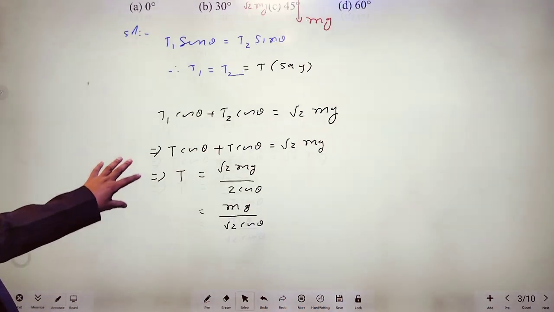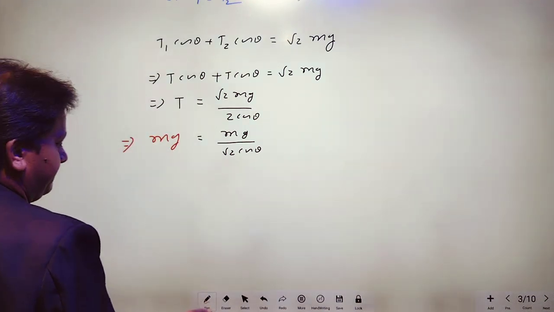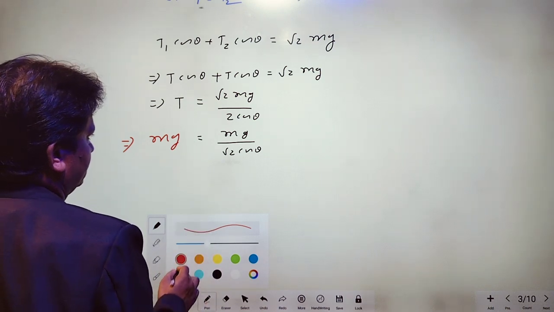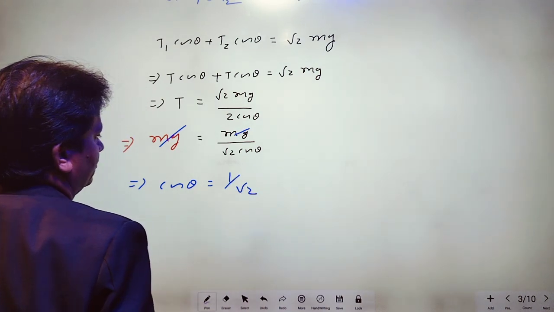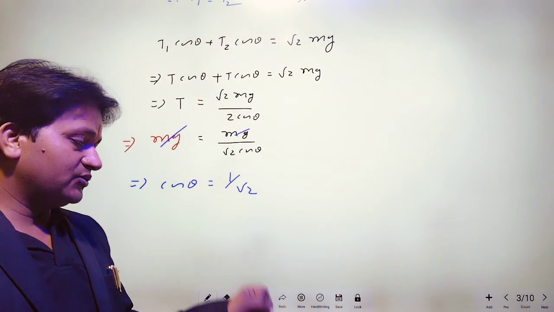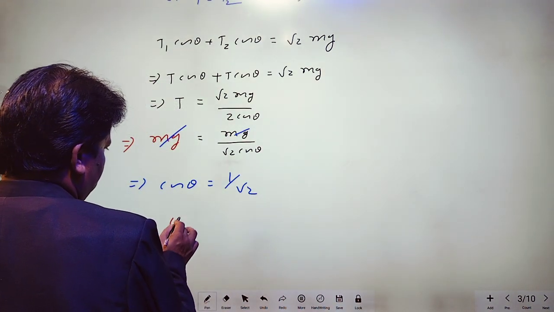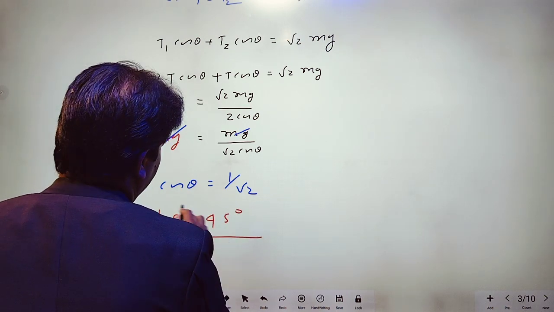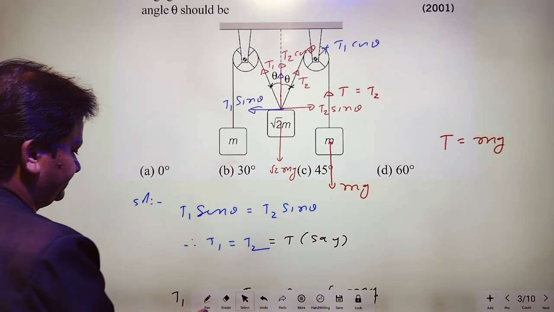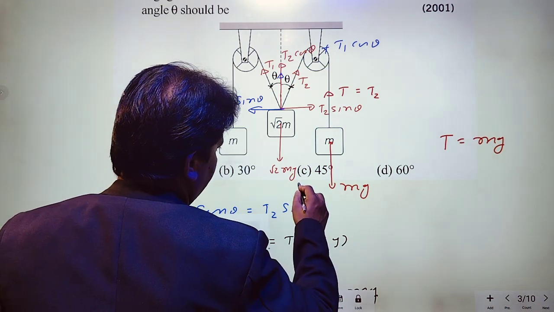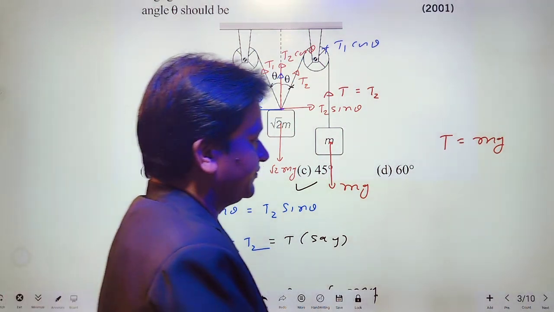Now I am going to put the value of T. T is mg. mg cancels out. Therefore cos theta is equal to 1 upon root 2. 1 upon root 2 for which angle? Theta should be equal to 45 degrees. This is the answer, the correct option, 45 degrees. Okay, got it?